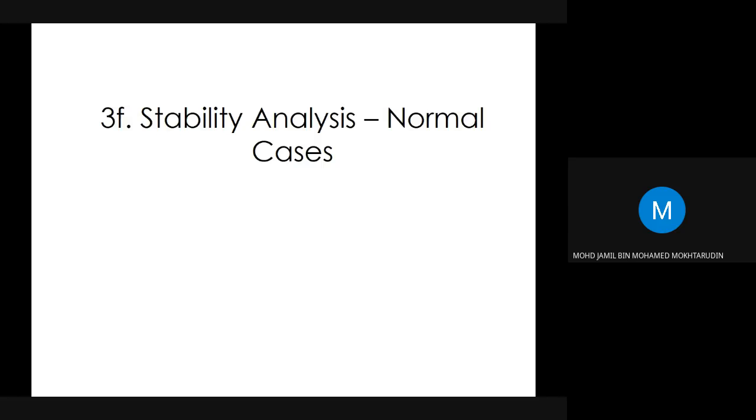Okay, so for today's lecture, we are going to learn new topics. For today, we are going to learn about stability analysis, normal cases, but we are using the method called Routh Hurwitz criterion. For this lecture, students will be able to determine system stability using Routh Hurwitz criterion for normal cases.